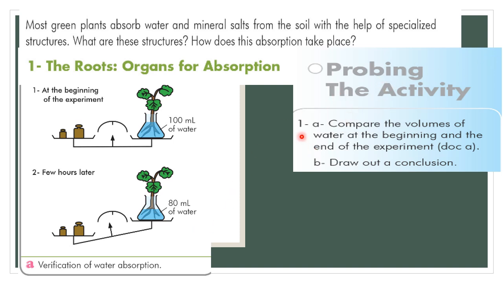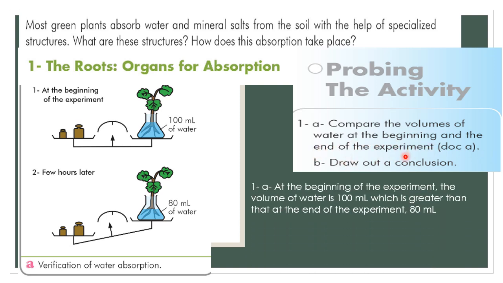Activity number 1, part A. Compare the volumes of water at the beginning and at the end of the experiment. At the beginning of the experiment, the volume of water is 100 ml, which is greater than that at the end of the experiment. When we want to compare, we use greater than, smaller than, or equal. So here the volume, which is 100 ml, is greater than the volume, which is 80. So this is how we compare.